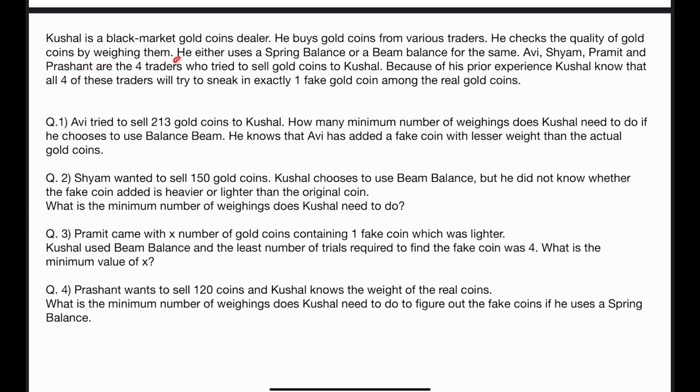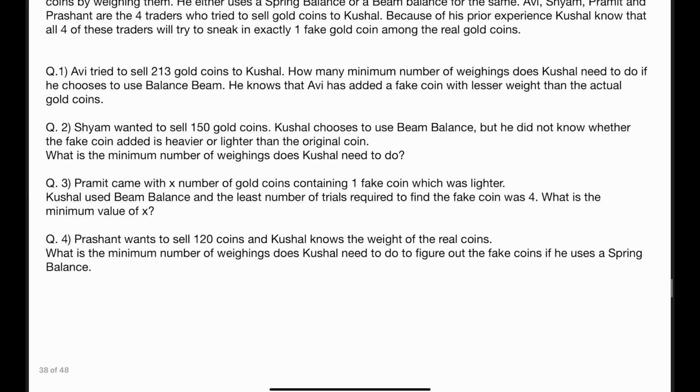Okay, so weight is our quality parameter. He either uses a spring balance or a beam balance for the same. So spring balance or beam balance we have already used earlier. Avi, Shyam, Pramit and Prashant are 4 traders who try to sell gold coins to Kushal. Because of their prior experience, Kushal knows that all 4 of these traders will try to sneak in exactly one fake coin among the real gold coins. So all of them will try to cheat Kushal.